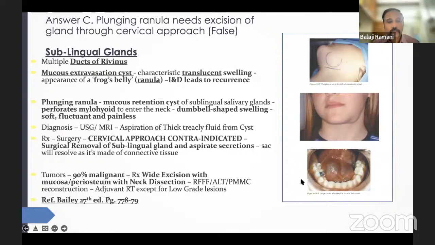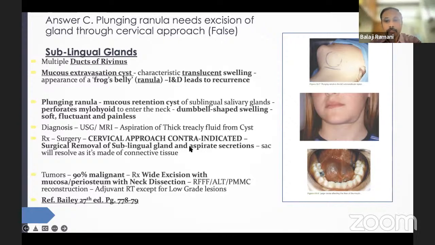What we have to do is a surgical removal of the sublingual gland, and we have to aspirate the secretions, and whatever sac is left behind will collapse by itself because it is only a connective tissue covering that comes as a reactive thing there. So that is the way you have to approach it.